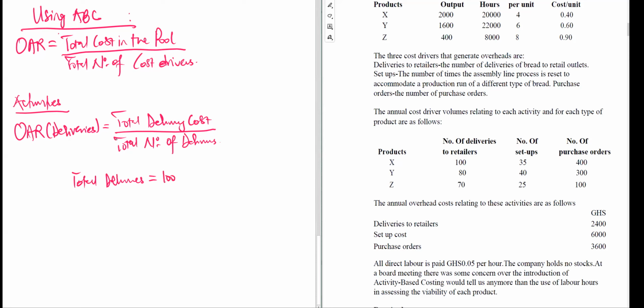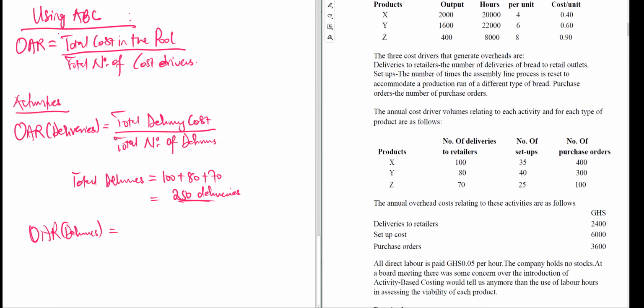100, 100 plus what? 80 plus 70. Does that give us 250 deliveries? Yes, so we have our 250 deliveries. So in that case, our OAR for delivery gives us what?